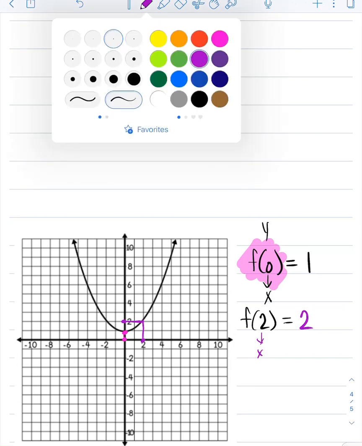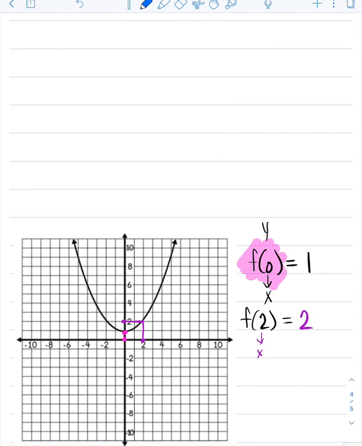Let's do one more. And you can do this with any parts of your graph. So now let's find f of 5. Remember, our input is our x value. So when our x is 5, you go to your graph, and then your output is your y. So here my y value is 9. So f of 5 equals 9.